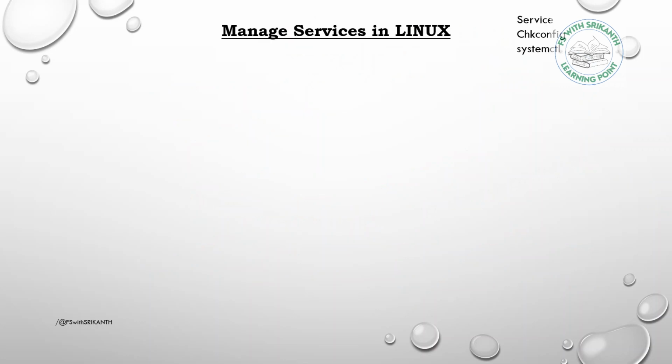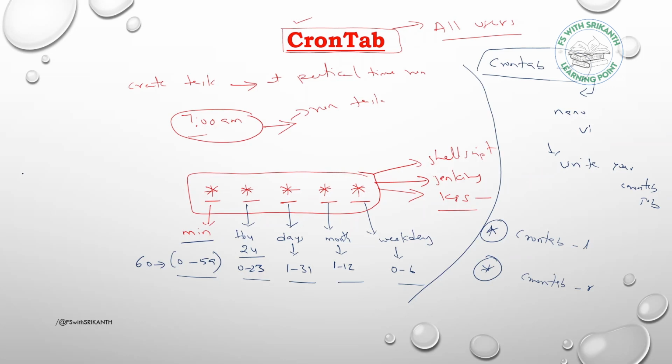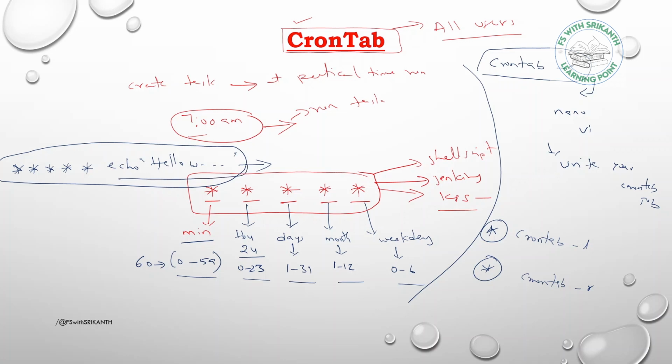So my question: suppose you want to run your task every minute. With all stars, it runs every minute. Suppose I want to execute echo hello, how are you, some text. This means it executes every minute. But where do you want to save the report of the task's output? For that you can use the redirect symbol and a file name, and automatically it creates the file.